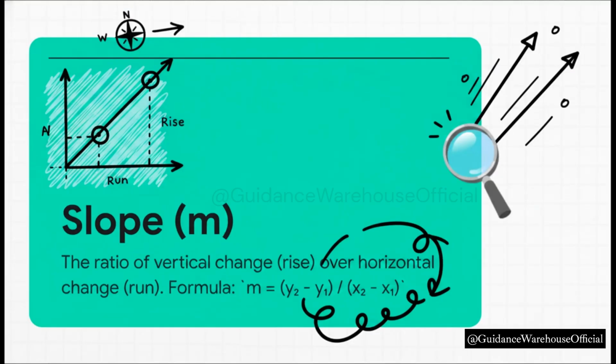Now, the single most important property of a line is its slope. We usually call it m. And slope tells us two really important things: which way the line is going, and just how steep it is. We calculate it as the rise over the run, which is just a fancy way of saying you take the change in the vertical y direction and divide it by the change in the horizontal x direction.